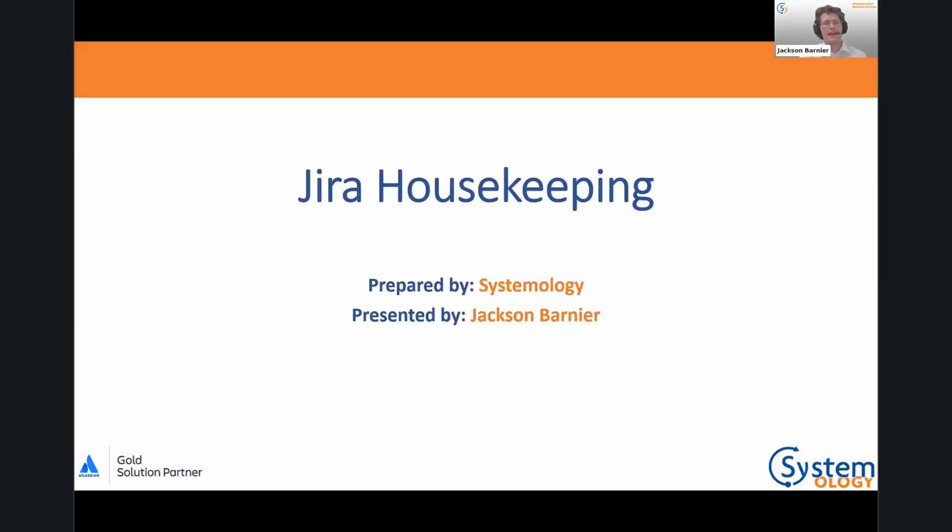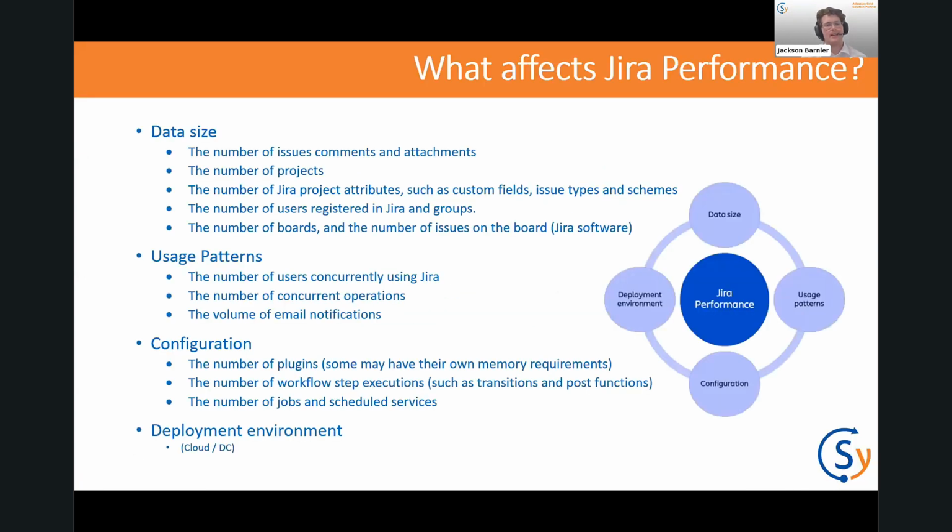So yeah, I'm covering Jira housekeeping. So basically just keeping our instance of Jira tidy, making it manageable and scalable. So first off, we'll talk about what affects Jira performance. Generally with all of your schemes and everything, as your Jira instance gets cluttered up, you do see a performance hit. Some of the things that impact this are the data size, the usage patterns, configuration, and then the environment, whether that be cloud or DC.